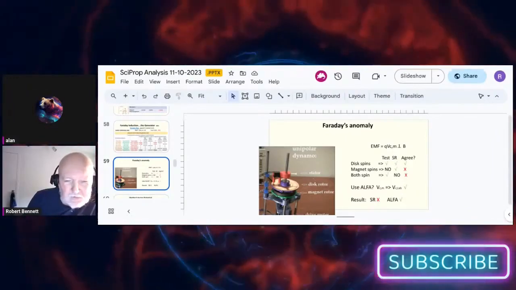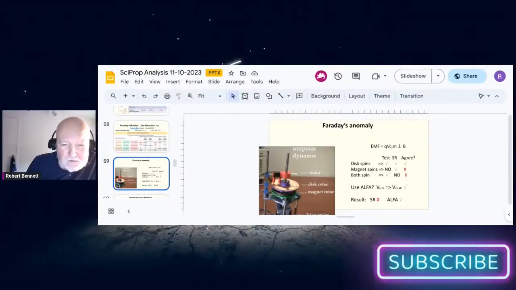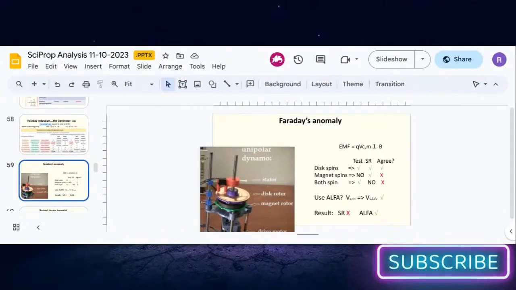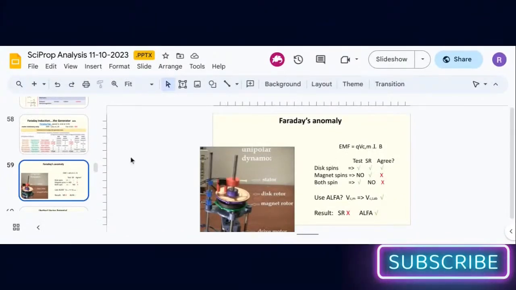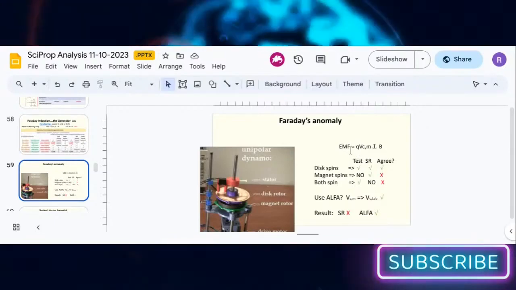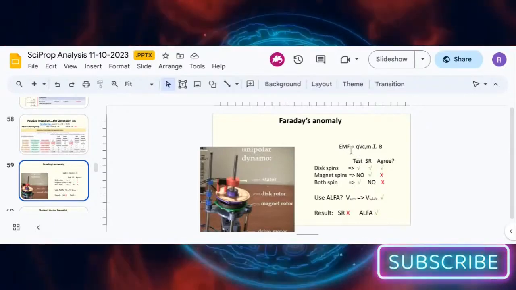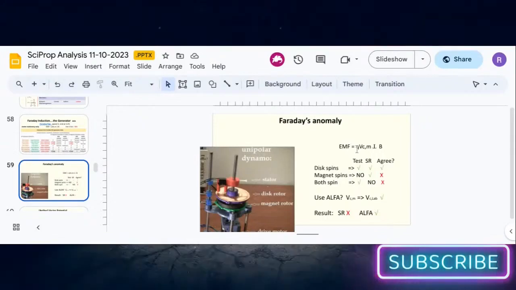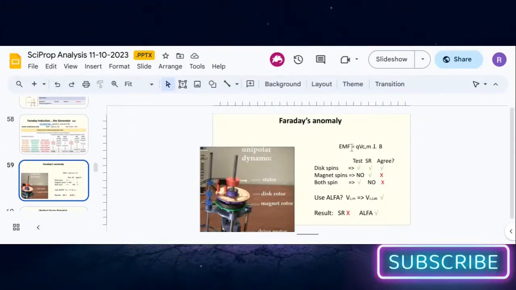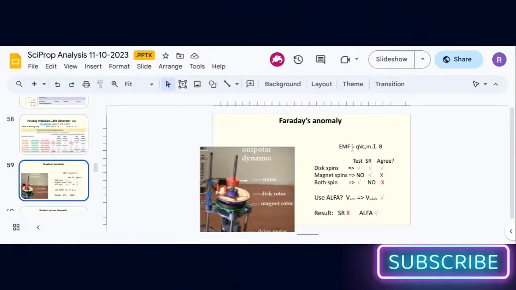Okay, what we saw in the video was the actual experiment which tests Faraday's law. In this slide called Faraday's anomaly, we're going to see why some of the predictions of Faraday's law are not true. First of all, what is Faraday's law?